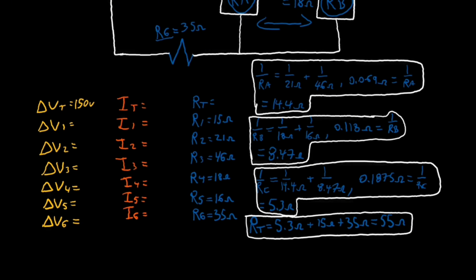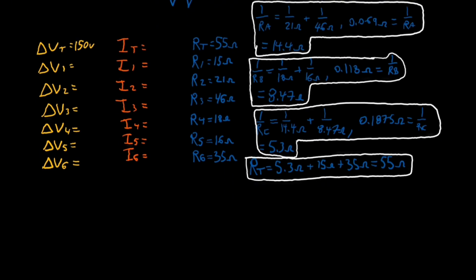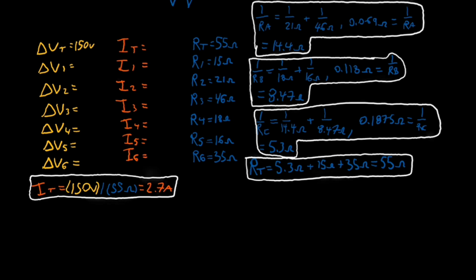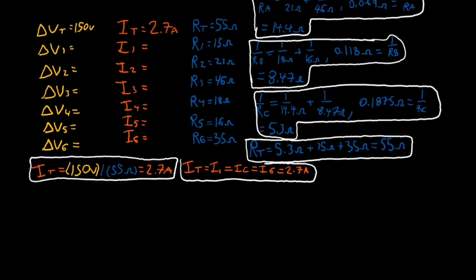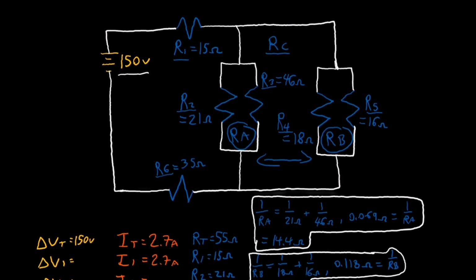And now I wasn't kidding about this one being hard, and there's still so much to find. Luckily, we have the total voltage as well as now the total resistance, so we can find the total current. IT equals 150 volts divided by 55 ohms equals 2.7 amps. And looking at the circuit as if we're a series, IT should equal I1, which equals IC, which equals I6, which equals 2.7 amps. So we can fill that in for I1 and I6, but we still have to calculate each individual current for the 4 resistors in IC.